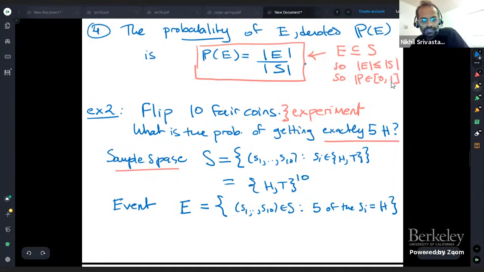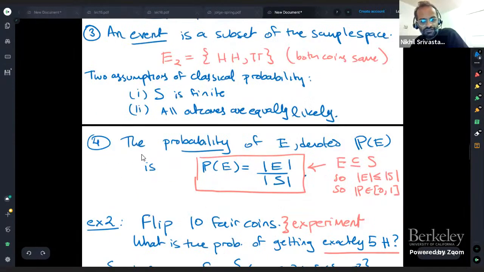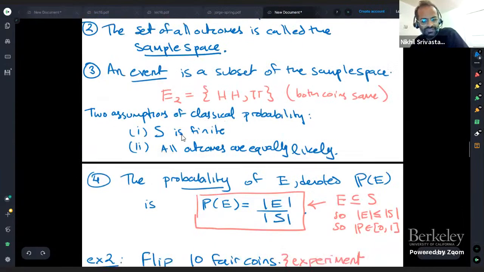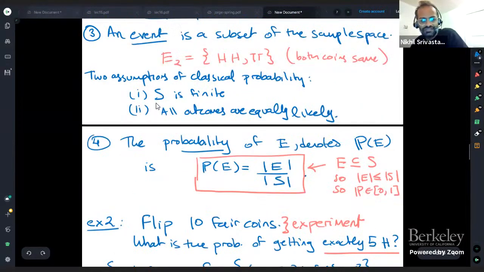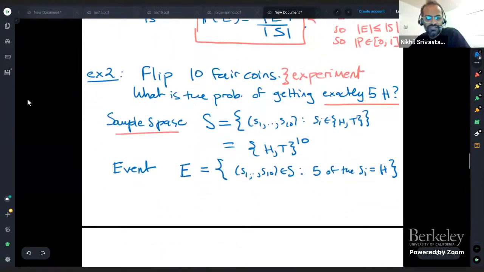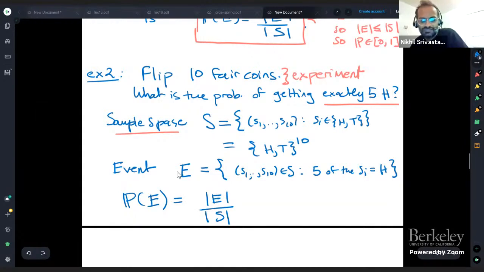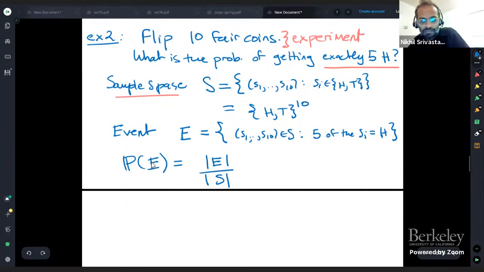Okay, good. Now we've defined our 3 things. In this example, because of the fair coins, we're meeting these assumptions: the set is finite and outcomes are equally likely. So the probability of this event is just the ratio of the cardinalities. It just depends on the sizes. So now we have to figure out the sizes. What's the size of S? Well, we've done this many times. It's 2 to the 10. And what's the size of E?